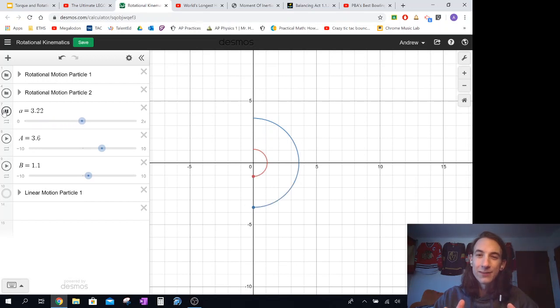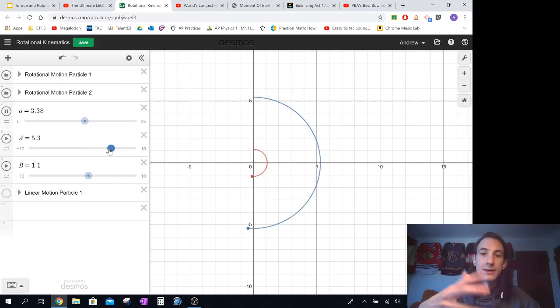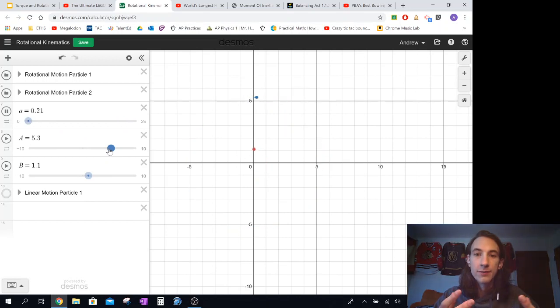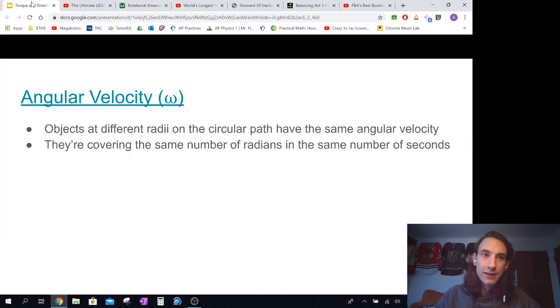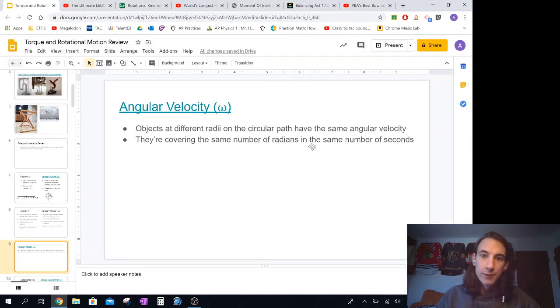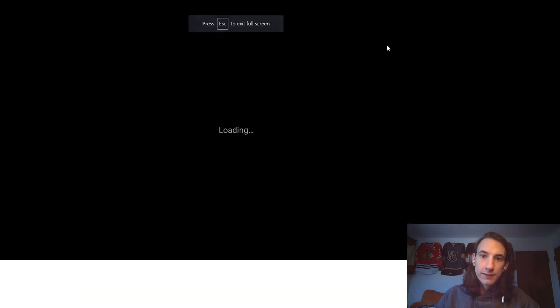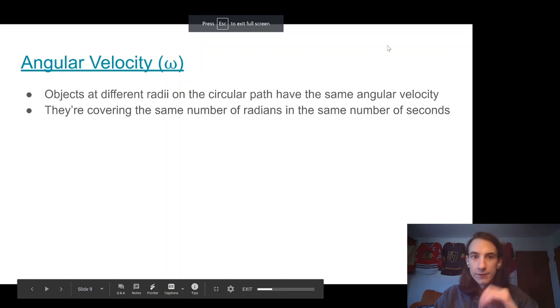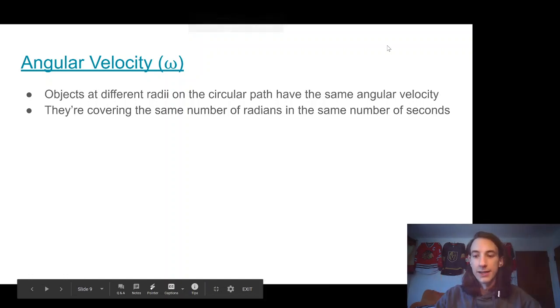So that's where stuff starts to feel a little bit weird, a little bit awkward. But they're covering the same circular path, and we can picture them connected maybe by a spoke or something. They're covering the same amount of radians in the same amount of time, so these two objects will have the same angular velocity, which again is kind of tricky to think about. Same amount of radians in the same number of seconds. So yeah, if we're at the same radius and we're connected.